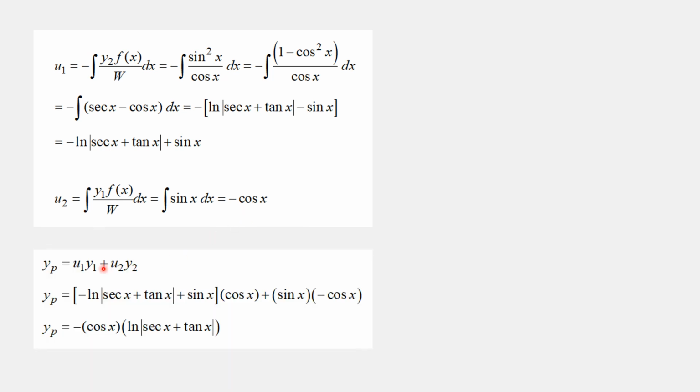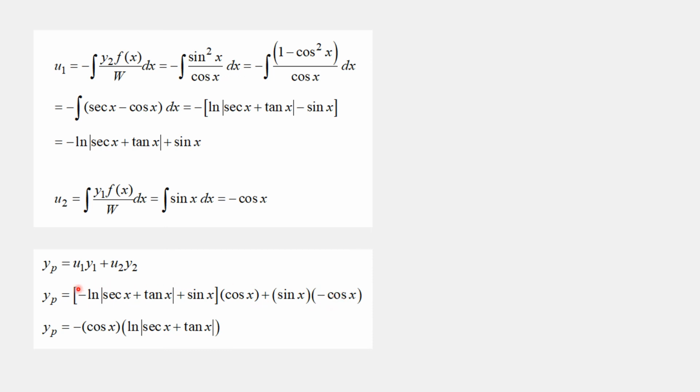Next step is to form the particular solution yp. Yp is u1 y1 plus u2 y2. Now u1 is given by negative ln secant x plus tangent x plus sin x. Multiply by y1, which is cos x, plus u2. u2 is negative cos x multiplied by y2, which is sin x. So this is the formation of the particular solution u1 y1 plus u2 y2, and the next step is to simplify whenever possible.